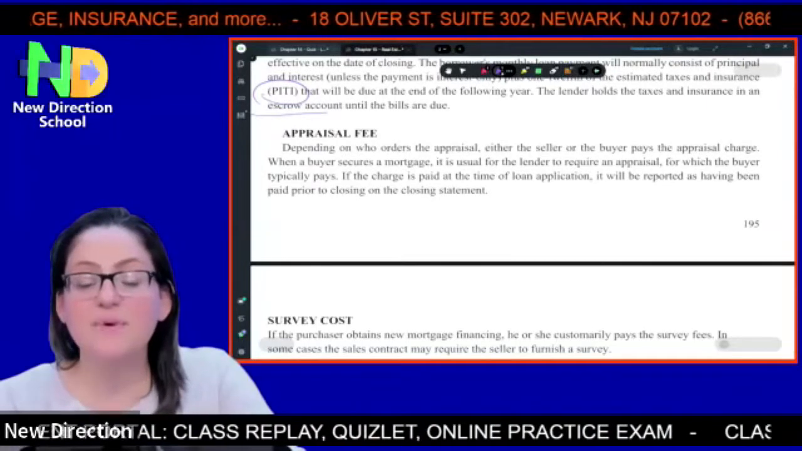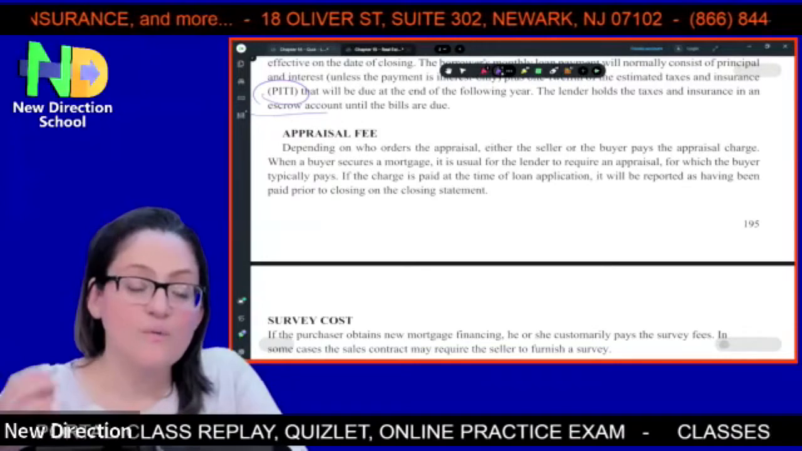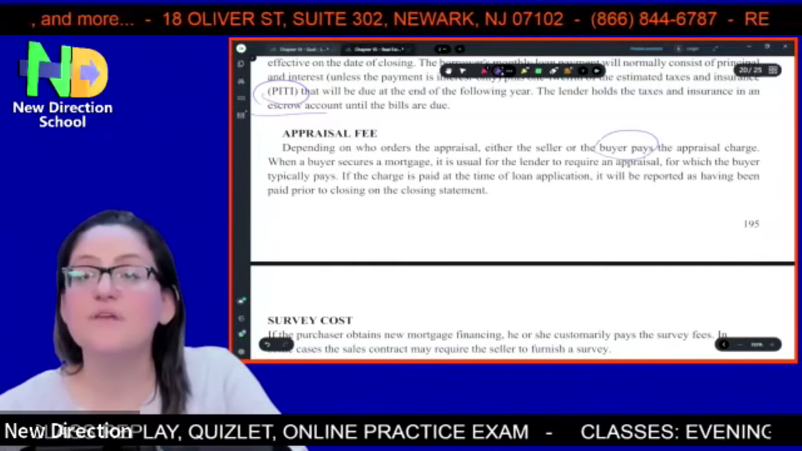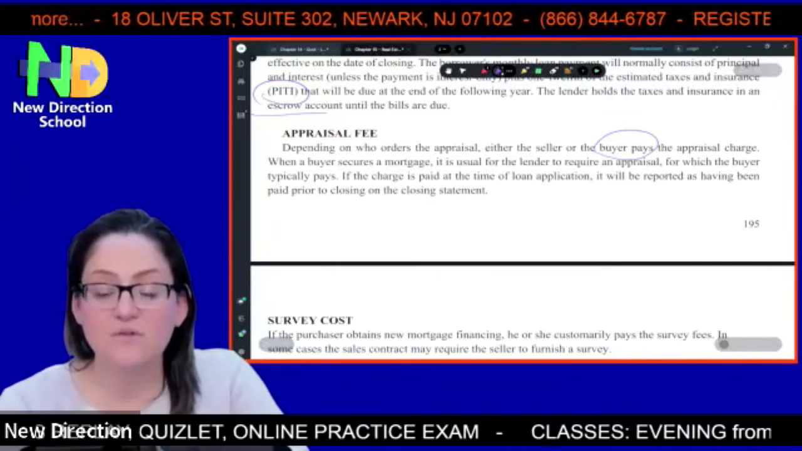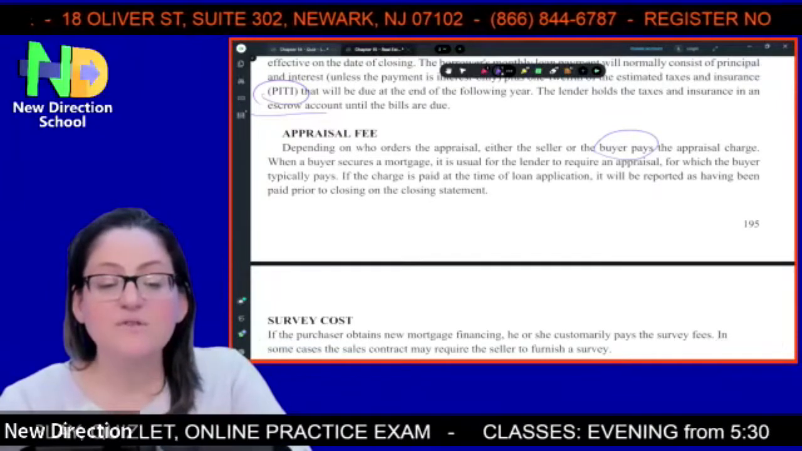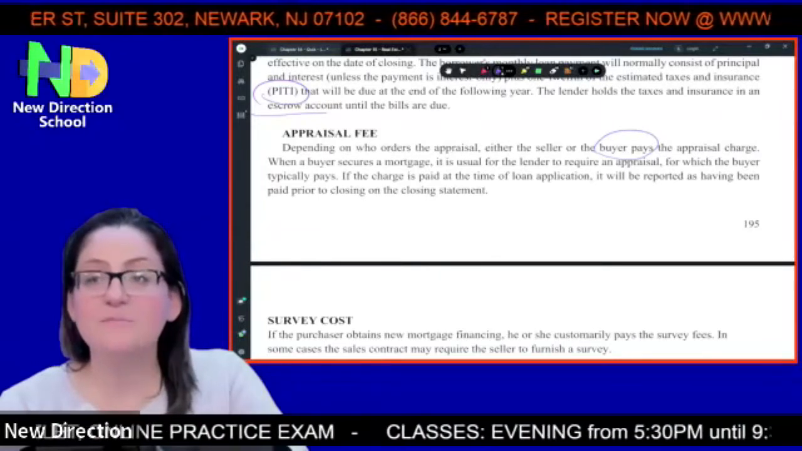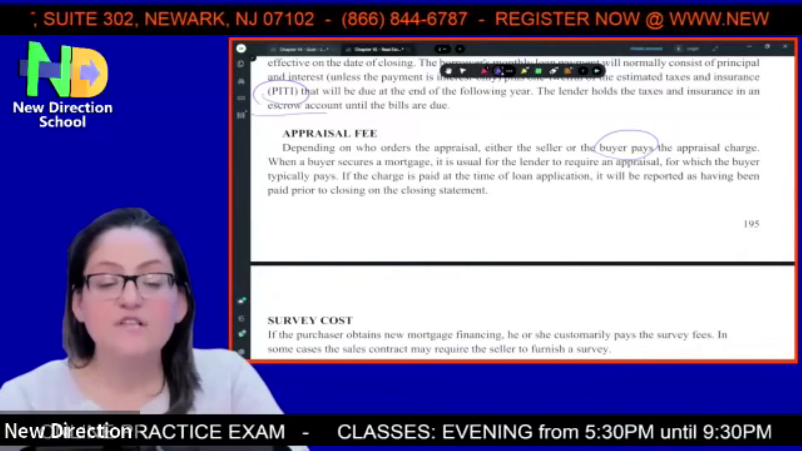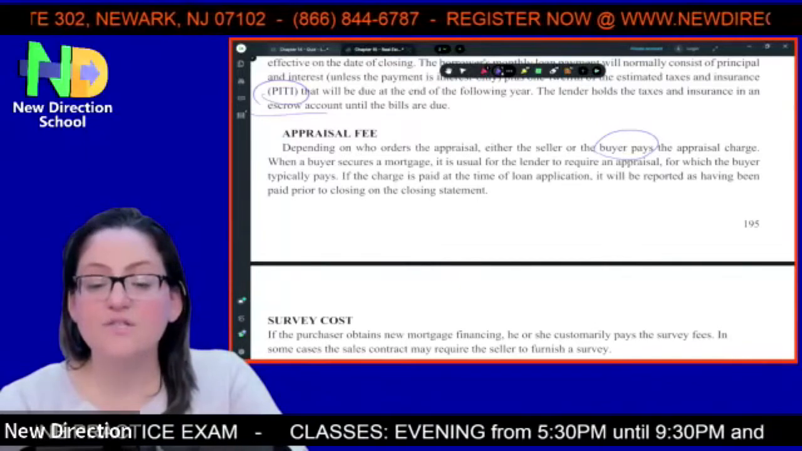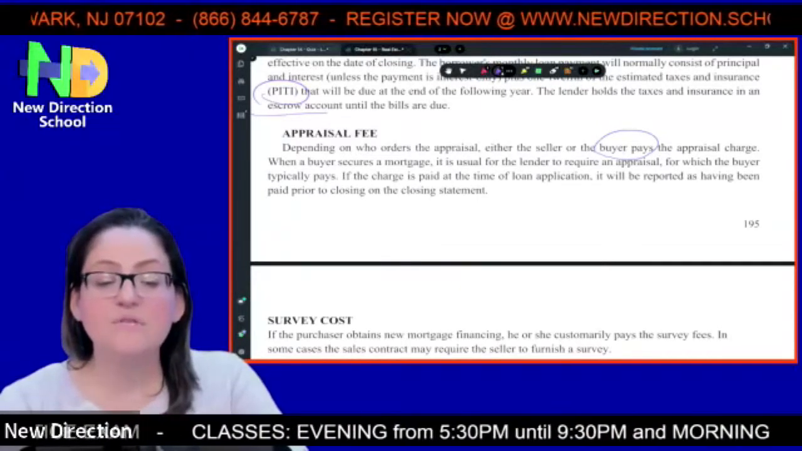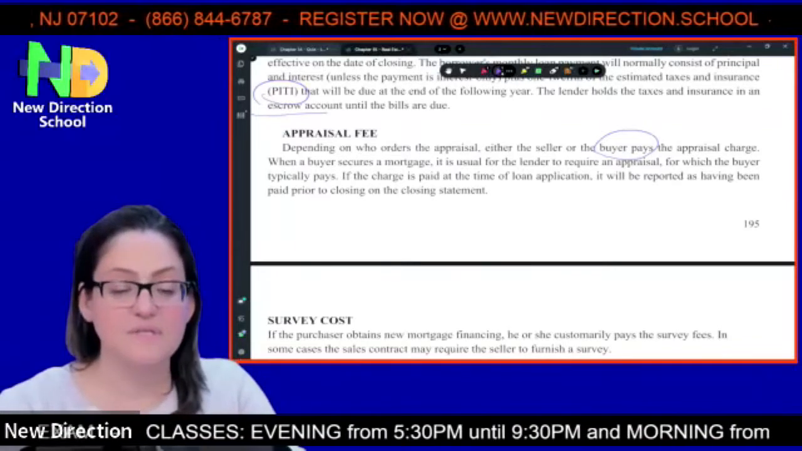buyer pays the appraisal charge. So from what I've seen, it is typically the buyer who pays for the appraisal because they're taking out the loan. When a buyer secures a mortgage, it is usual for the lender to require an appraisal for which the buyer typically pays. If the charge is paid at the time of the loan application, it will be reported as having been paid prior to closing on the closing statement.